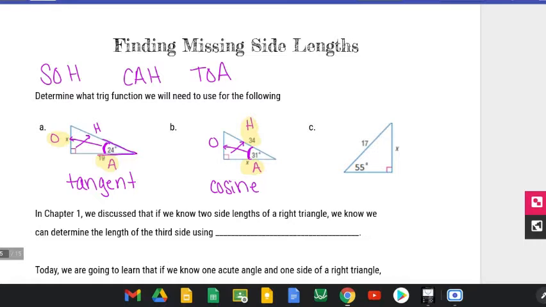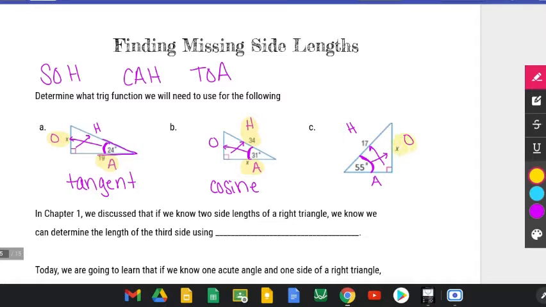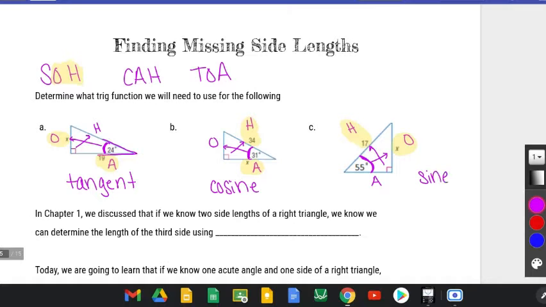Let's look at the very last one now. For this last one, 55 is my reference angle. Here's the side opposite that angle. Here's the hypotenuse, and here is the adjacent side. Because O and H are labeled in this diagram, I'm going to look for the function with O and H, SOH, and that S stands for the trig function sine.